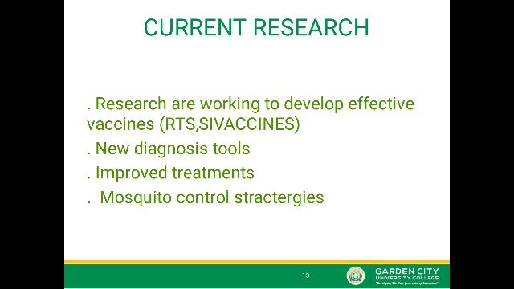Also, mosquito control strategies. It involves individuals keeping our environment clean, sweeping away all stagnant waters, and weeding our bushy areas to prevent the breeding of mosquitoes. Doing this, malaria can be minimized in the community and also in the country.